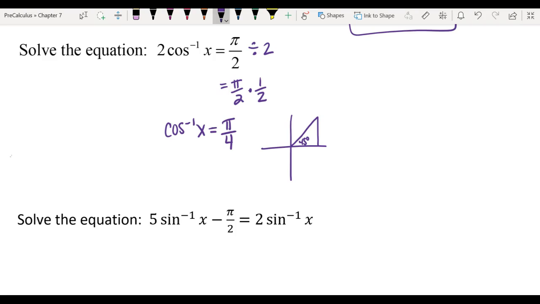What's across from 45? 1. This side would be 1 as well, right? What's this part? Square root of 2. What is the cosine of that angle? 1 over square root 2, right? Adjacent over hypotenuse. Okay, so you're at 1 over square root of 2, which would be square root of 2 over 2, correct? You times by square root of 2. You don't want that square root on bottom. So square root of 2 over 2 would be your answer.